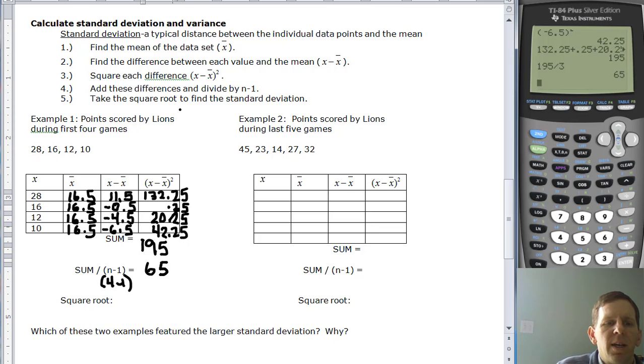The last step, we're going to take the square root to find the standard deviation, so we're going to square root the 65. You can round this answer. This is our final answer. Our standard deviation is about 8.06.